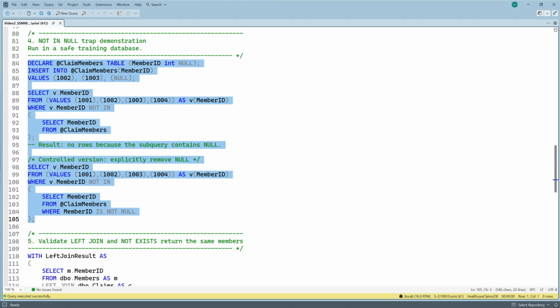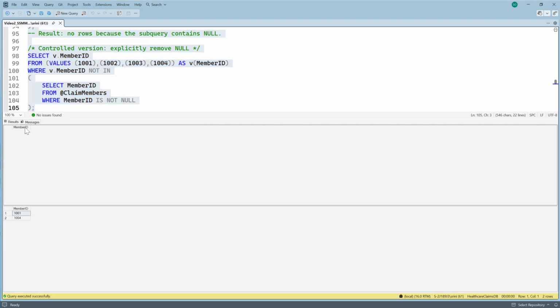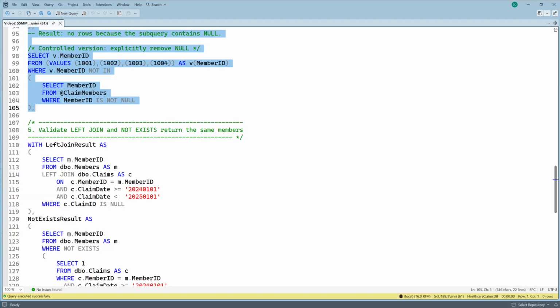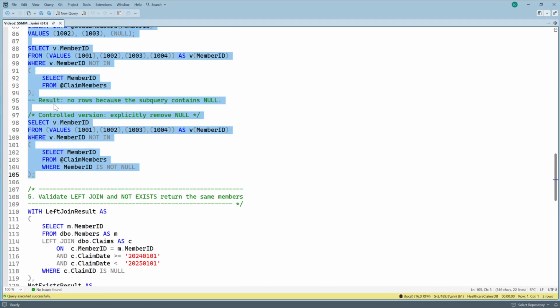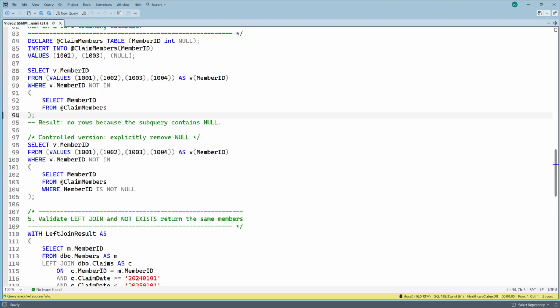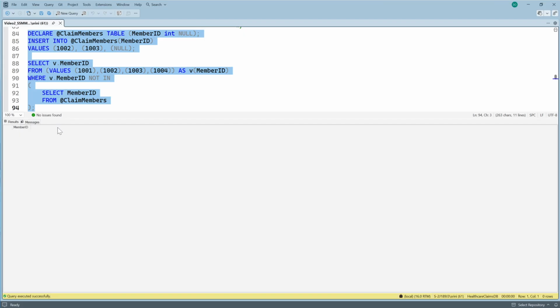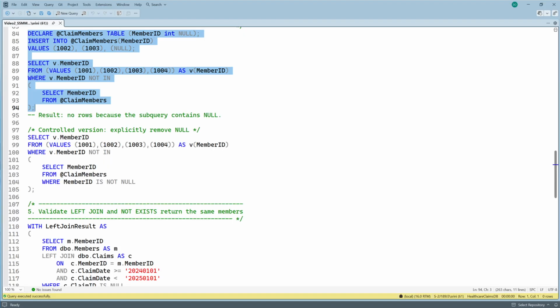Here is the logic under the hood. Conceptually, NOT IN behaves like a chain of inequality checks connected with AND. For member 1001, SQL is effectively asking: 1001 not equal to 1002 and 1001 not equal to 1003 and 1001 not equal to null. The first two comparisons are true, but any comparison with null becomes unknown. So the overall expression becomes true and unknown, which evaluates to unknown.